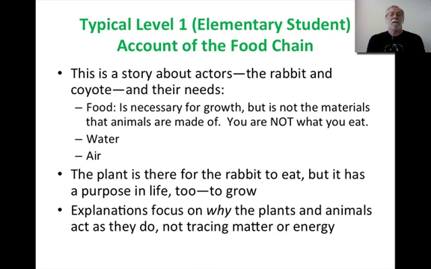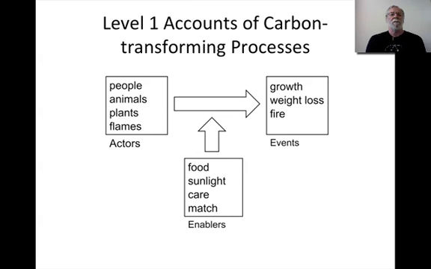And water and air are also necessary for growth. The plant is there mostly for the rabbit to eat, but it has a purpose in life too, which is to grow. And their explanations focus on why plants and animals act as they do, not on tracing matter and energy. So we can think of level 1 accounts as having a structure something like this. They're actors, like people and animals and plants and flames. And those actors have purposes like growth or gaining or losing weight or making things burn. And in order for them to achieve their purposes, they need enablers like food and sunlight and care or a match or things like that.